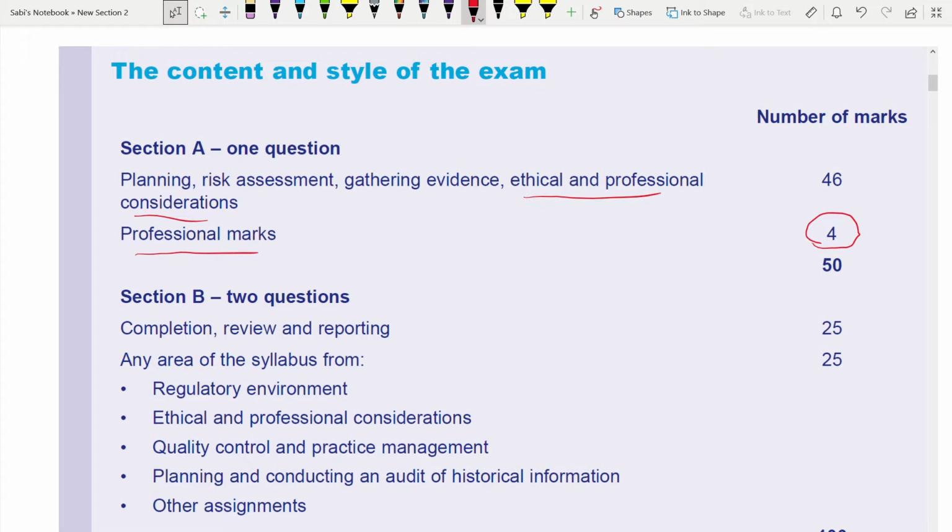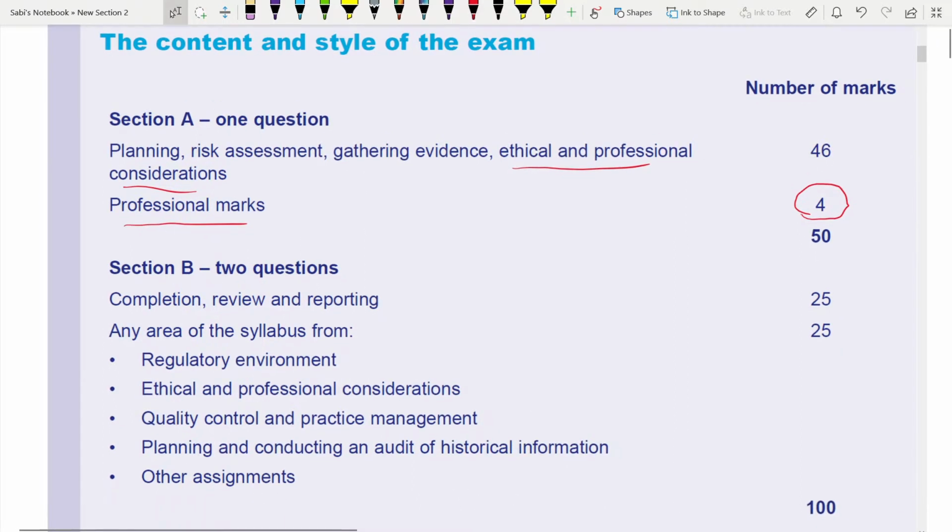Section B, even though we are not doing questions 2 and 3 here, let us go through the content of it. It consists of completion, review, and reporting. This is more like the later stage in your audit procedure. The initial stages are tested in section A. For example, planning: obviously you have to do planning first. Reporting and review come later, at the last stage. But first is planning, then you have to see the risk, then you have to gather evidence. All those things are in section A.